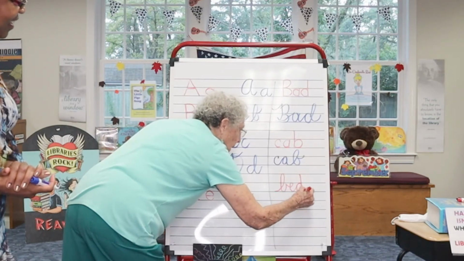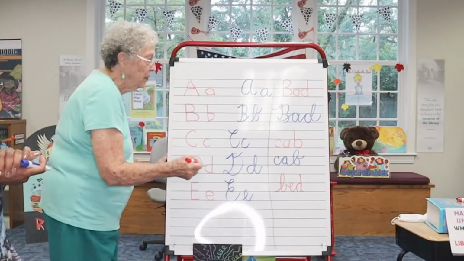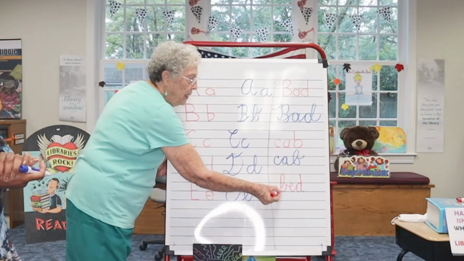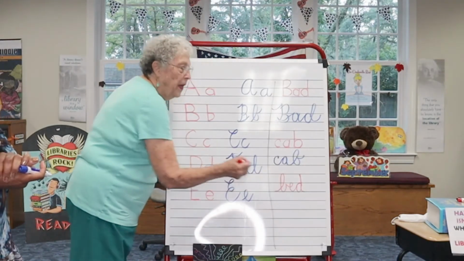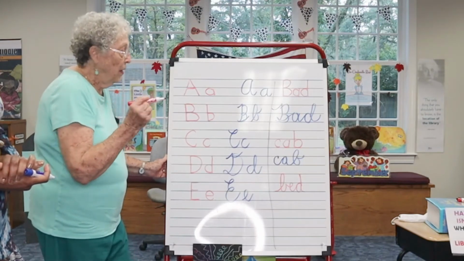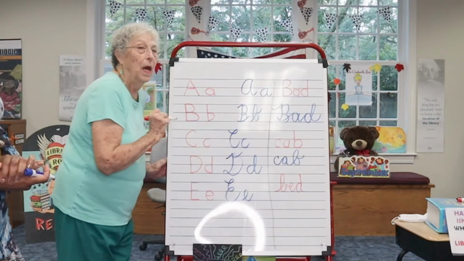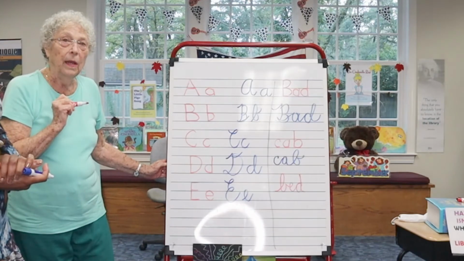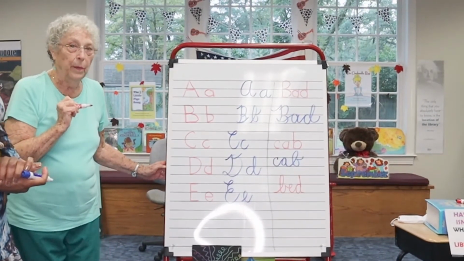B-E-D. Now, boys and girls, I want you to notice that we didn't go all the way down to hook on that E. There are a few letters when you do cursive that you go off the middle of the letter, and B is one of them.